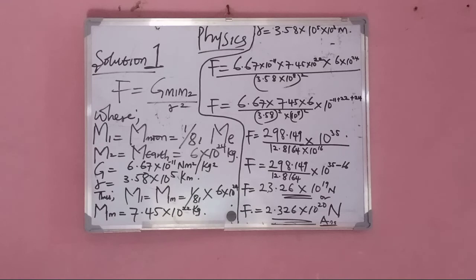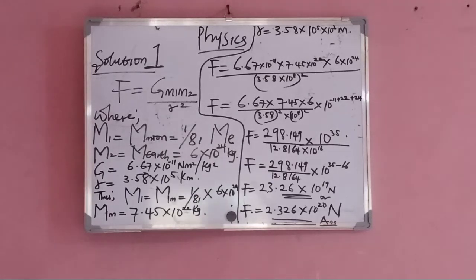So what are we going to do? We're going to say 6.67 times 7.45 times 6. These are the values, and then we shift the powers separately. If you look at the right hand side, you see 10 raised to power minus 11 plus 22 plus 24 all over 3.58 all squared times 10 raised to power 8 all squared. After all calculation, for the numerator, we got 298.149 times 10 raised to power 35. That means after doing the standard form, we got 35 all over 12.8164 times 10 raised to power 16.